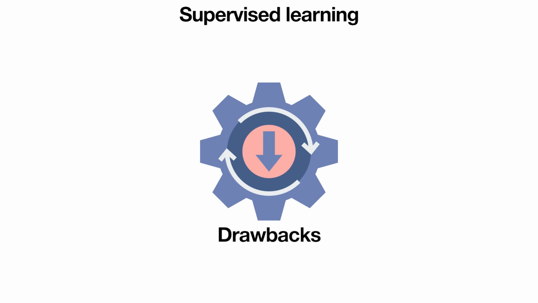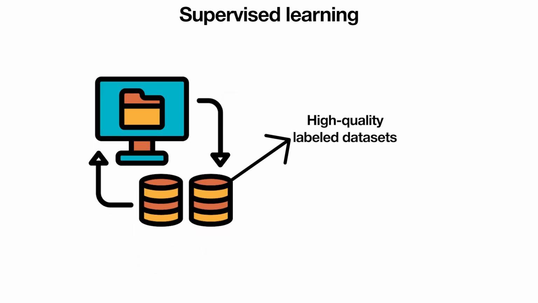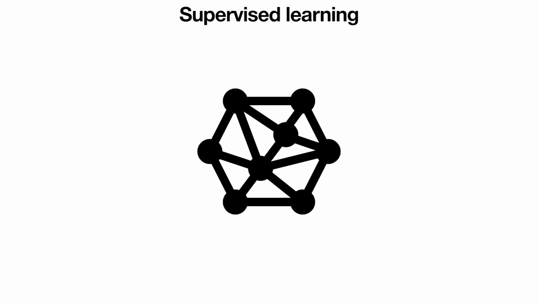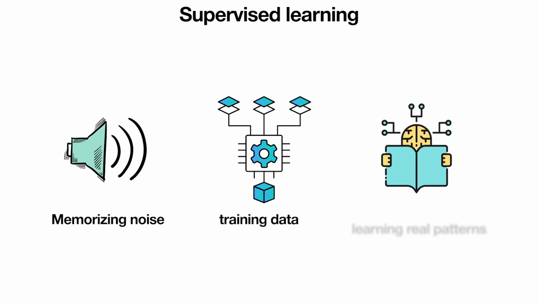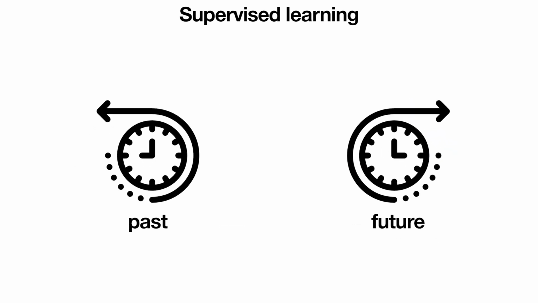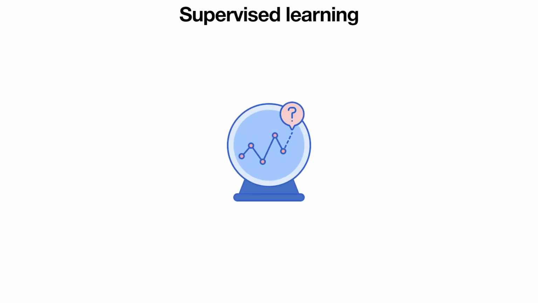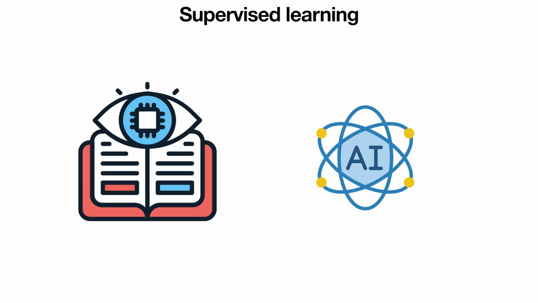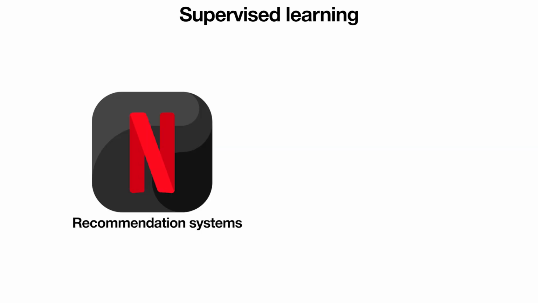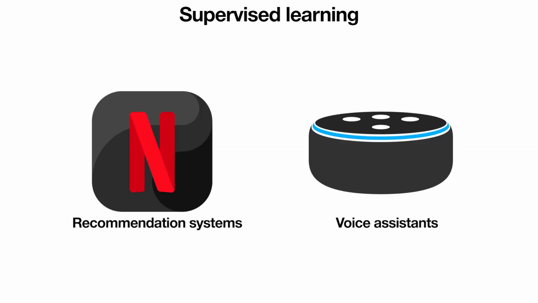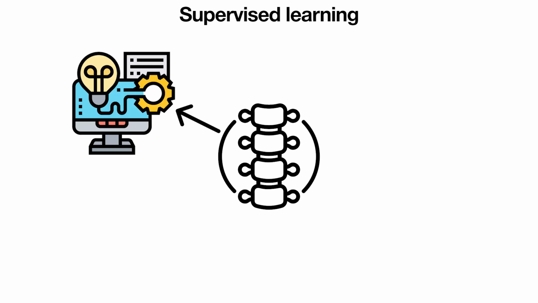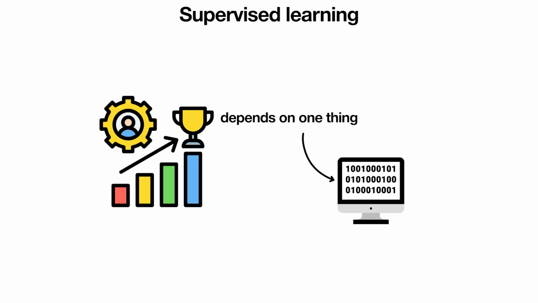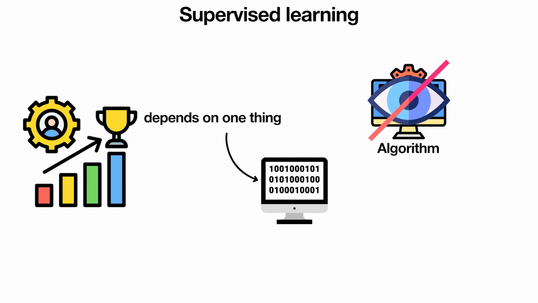But there are drawbacks. Getting large, high-quality labeled data sets is expensive and time-consuming. Models can overfit, memorizing noise and training data rather than learning real patterns. And if the future looks different from the past, predictions may fail. In short, supervised learning powers much of the AI we see today. From recommendation systems to voice assistants, it's the backbone of applied machine learning. But its success depends on one thing: labeled data. Without it, the algorithm is blind.